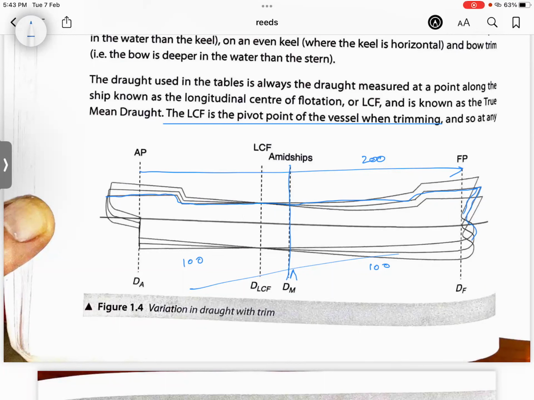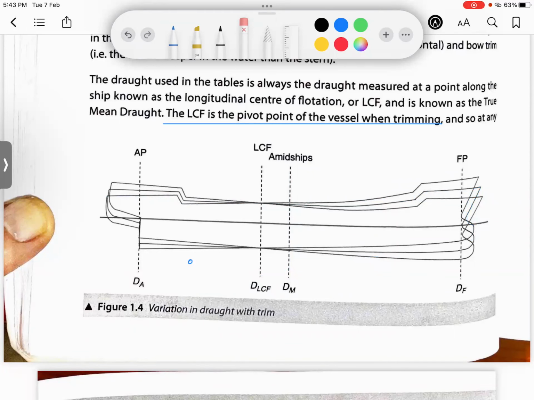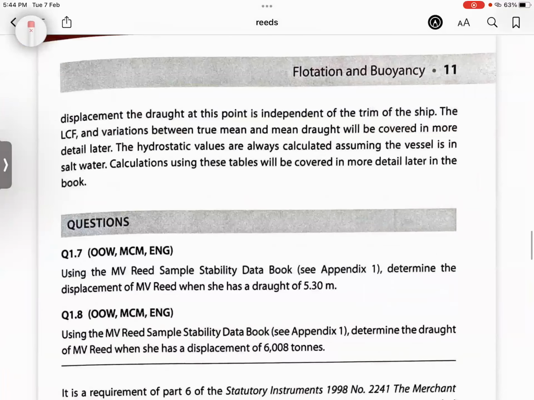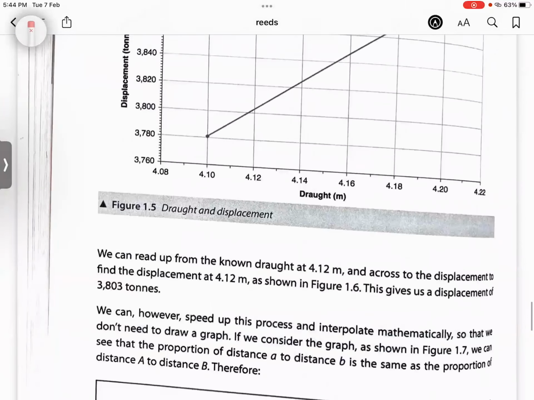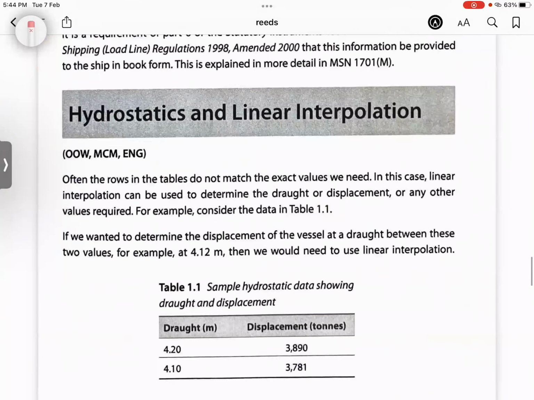Okay, getting my point or no? It is a pivot point, sir. Okay, it's a pivot point at which the vessel will trim. Okay, now let us get to the real business. That is your center of gravity and all, right? Okay.